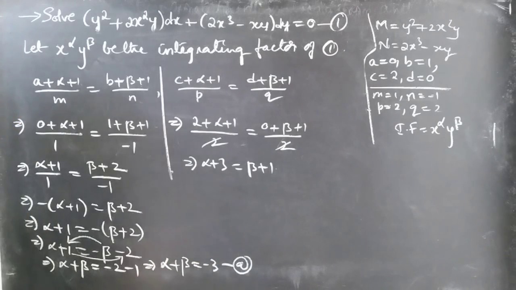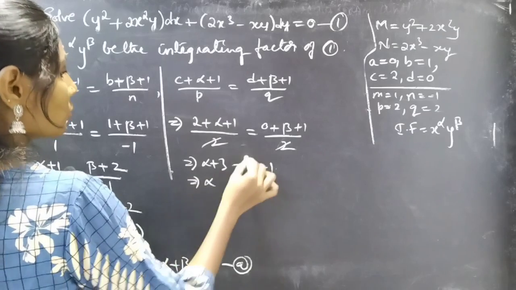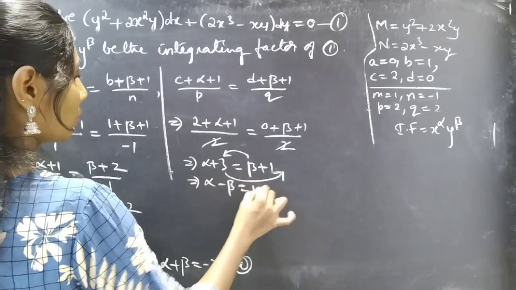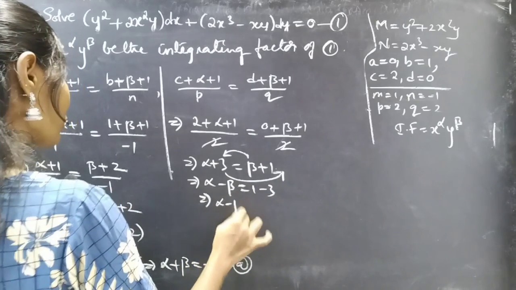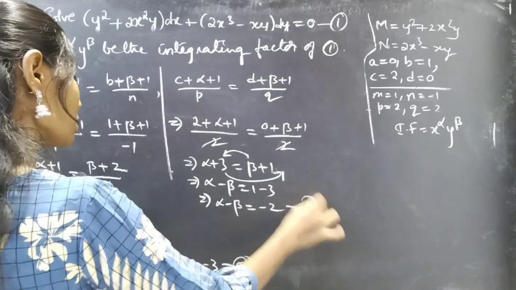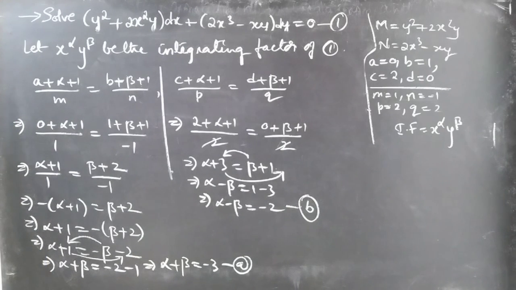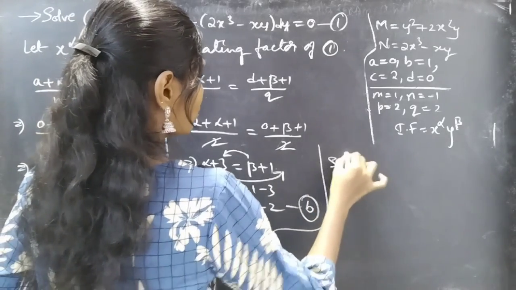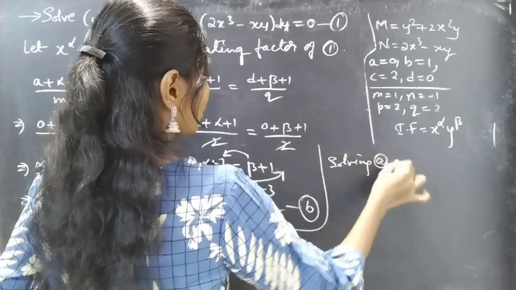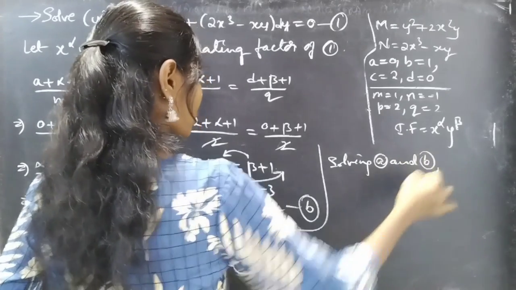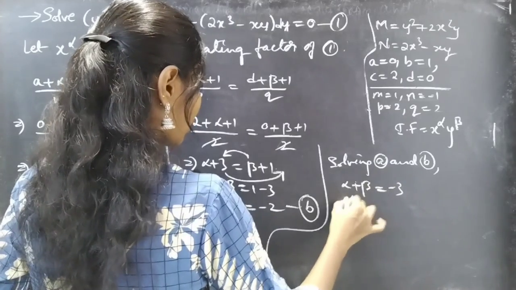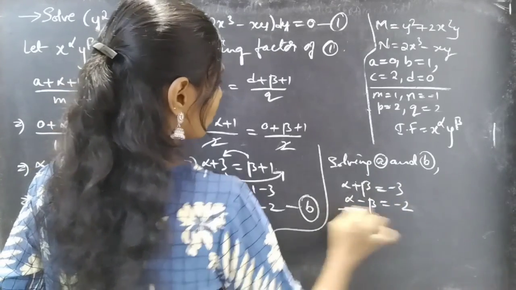Consider as equation number A. And here we'll bring this beta to LHS and take this 3 to RHS. We'll get alpha minus beta equal to 1 minus 3, which gives us alpha minus beta equal to minus 2. Consider as equation B. Now by solving A and B, we'll get alpha and beta. Let's solve A and B. A: alpha plus beta equal to minus 3. B: alpha minus beta equal to minus 2.